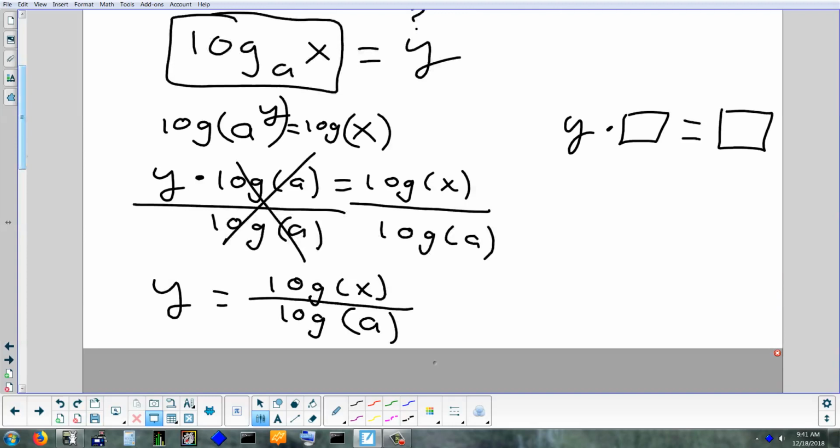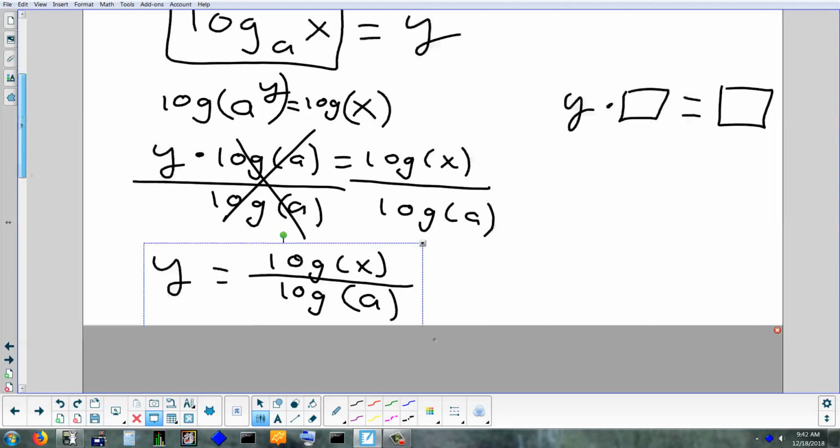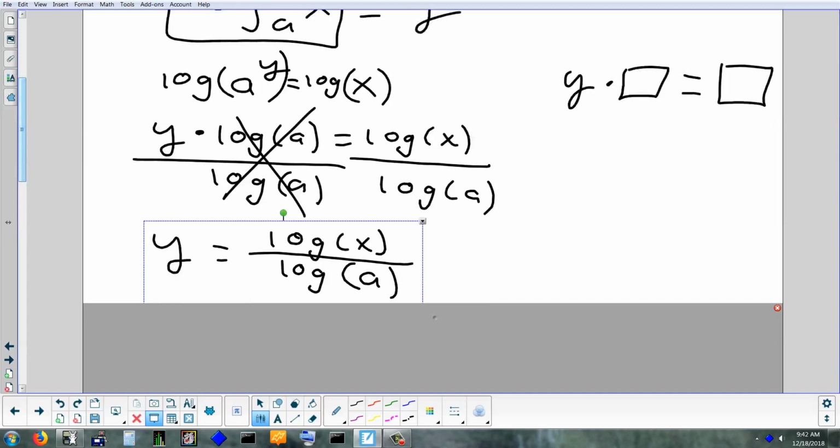Now, there's no base on the log. So what base am I assuming if it's not written? 10. I've got a formula for y that uses base 10. Is base 10 something I have a button for? Yes. So now I've got a new formula for y using logarithms, but the base is now something I have a button for. That's how you do it.